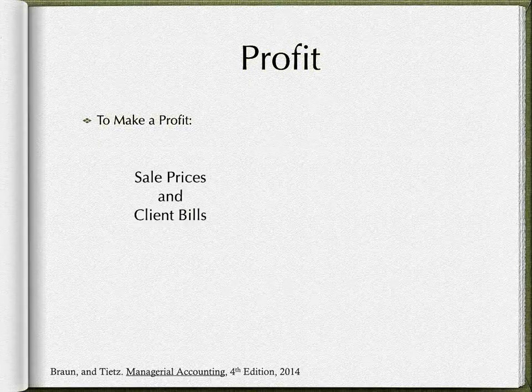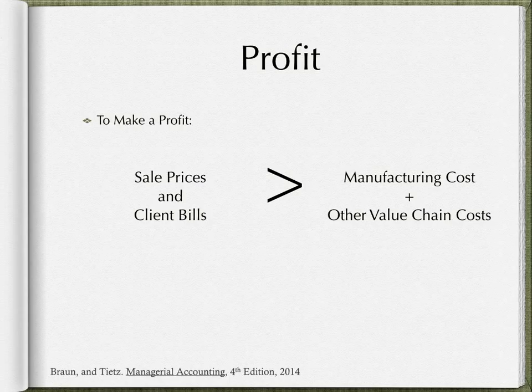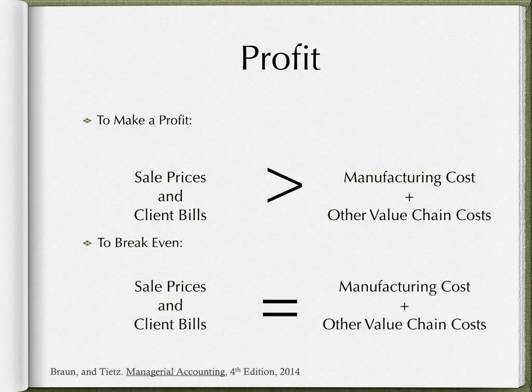In order for a company to make a profit, they must set prices above the manufacturing costs plus the company's operating costs in other aspects of the value chain. If the sale prices are equal to the manufacturing plus other value chain costs, then the company will break even, meaning that they will not receive a profit or a loss. However, if the price is set below total costs for all aspects of the value chain, then the company will be operating at a loss.